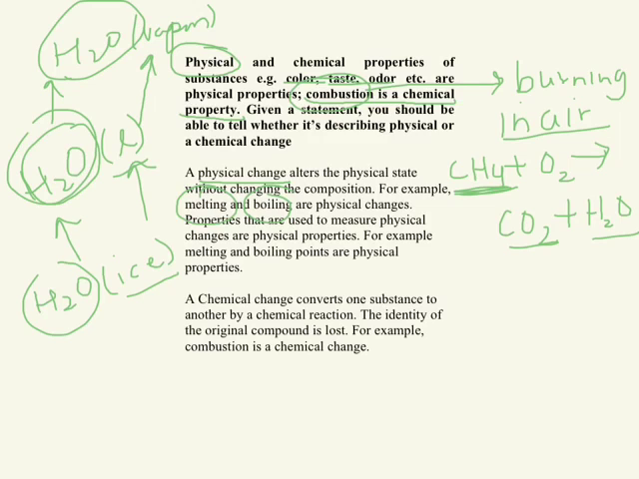On the other hand, a chemical change converts one substance to another and the identity of the original compound is lost. For example, going back to combustion, we started with methane. Methane burned in air, which is combustion, or we can say on combustion, methane forms carbon dioxide and water. We do not have our original compounds, we have completely new compounds.